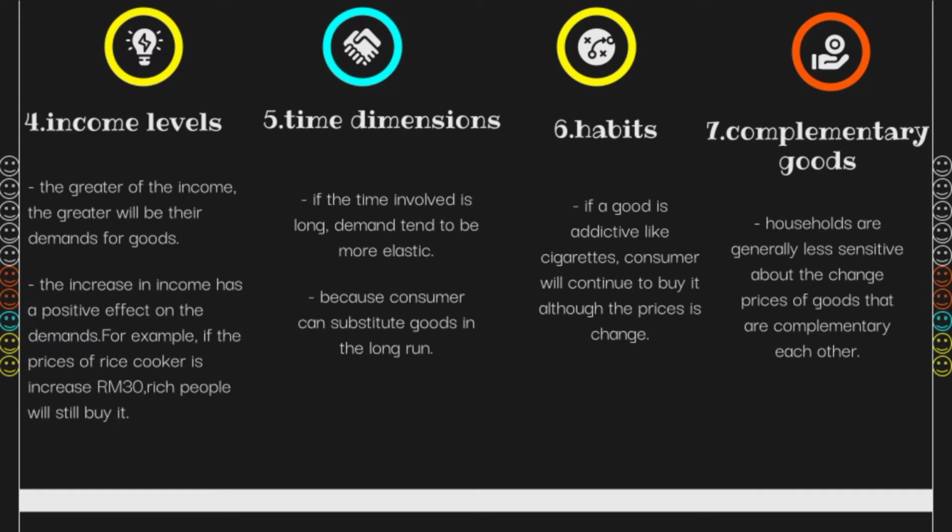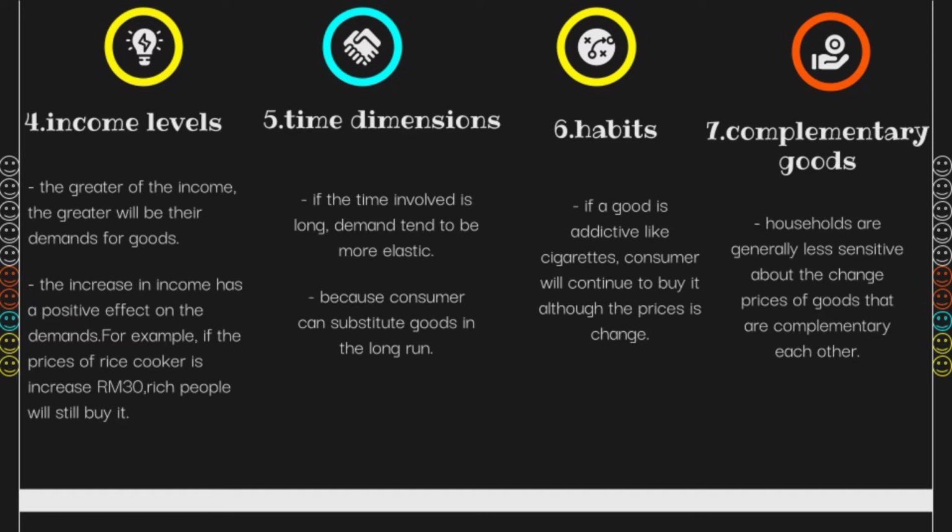Fifth, time dimensions. If the time involved is long, demand tends to be more elastic because consumers can substitute goods in the long run. Sixth, habits. If a good is addictive like cigarettes, consumers will continue to buy it although the price is changed.